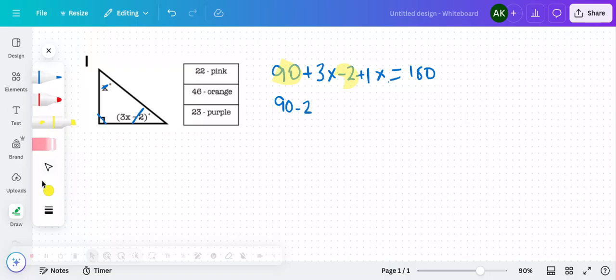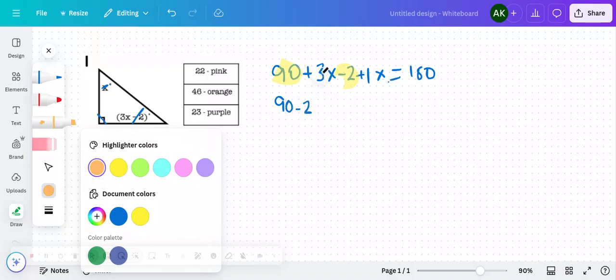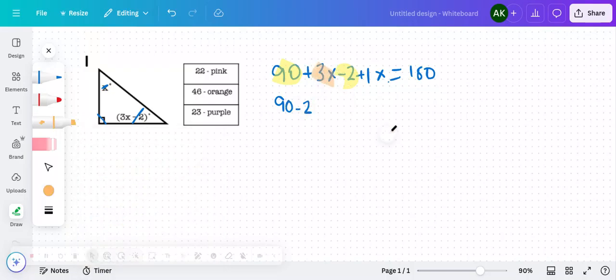Next, let's have a look at the variables. I've got a 3x, there's no exponent involved, and a 1x with no exponent involved, so those must be like terms. My 3x is positive. And my 1x is positive. And it's still equal to 180. I'm not going to write it just yet. I know what 90 minus 2 is. And I know what 3x plus 1x is.